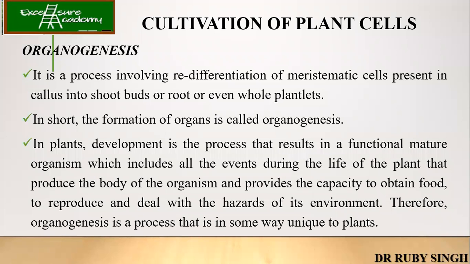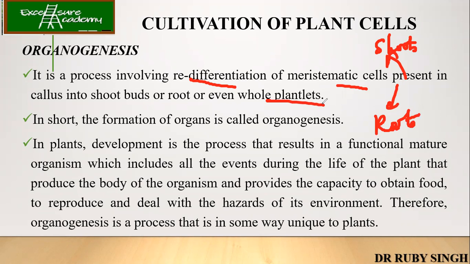So cultivation of plants is using organogenesis. What is organogenesis? It is a process which involves redifferentiation of meristematic cells. These can be taken either from the shoots or from the roots, or you can take the whole plantlets also. In short, organogenesis is nothing but the formation of new organs. Now what kind of organs are we talking about over here? It can be shoot, root, and different parts of the plant.